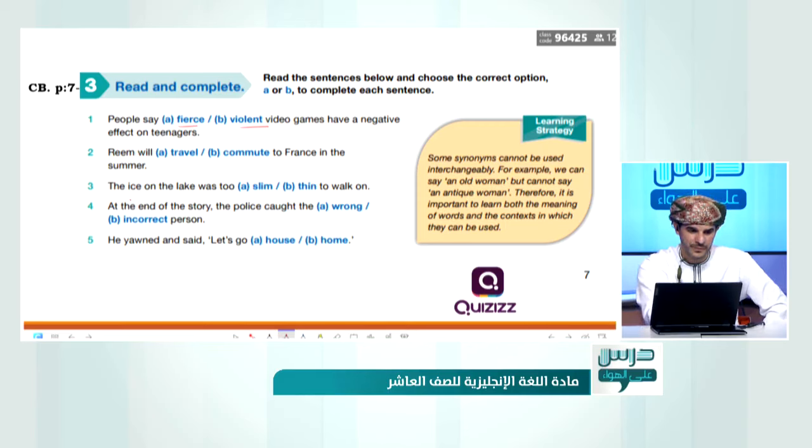No. The ice on the lake was too slim or too thin to walk on. At the end of the story, the police caught the wrong person or the incorrect person. You see, synonyms, but you have to be careful. He yawned and said, let's go house or let's go home. What do we say? Okay? Let's see your answers, but please be quick.